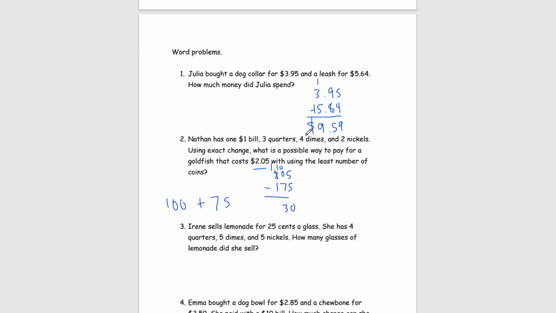So that means we don't have to use all 4 of these dimes. 30 divided by 10 equals 3. So that means we only need to use 3 dimes. So our answer for number 2 is one $1 bill, 3 quarters, and 3 dimes.